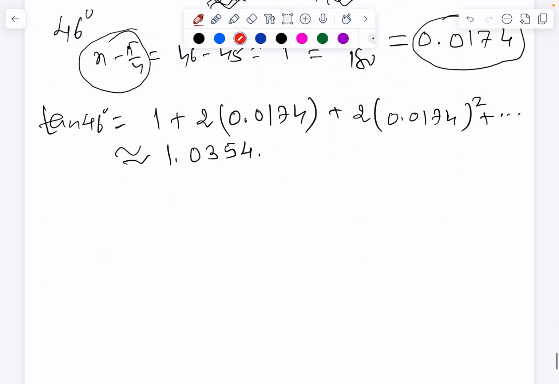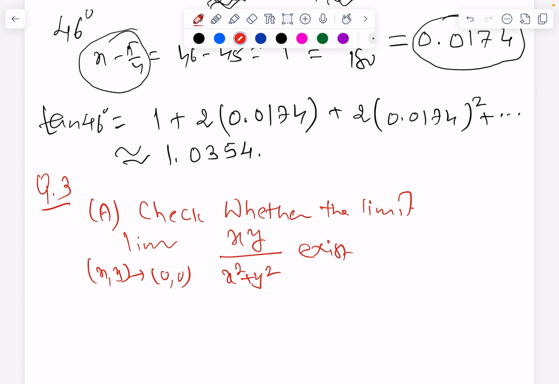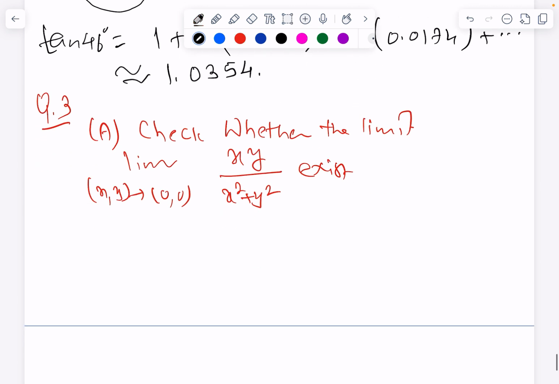Next, question 3. The question is, check whether the limit as (x, y) tends to (0, 0) of xy over x square plus y square exists or not. So here we need to check for this limit.